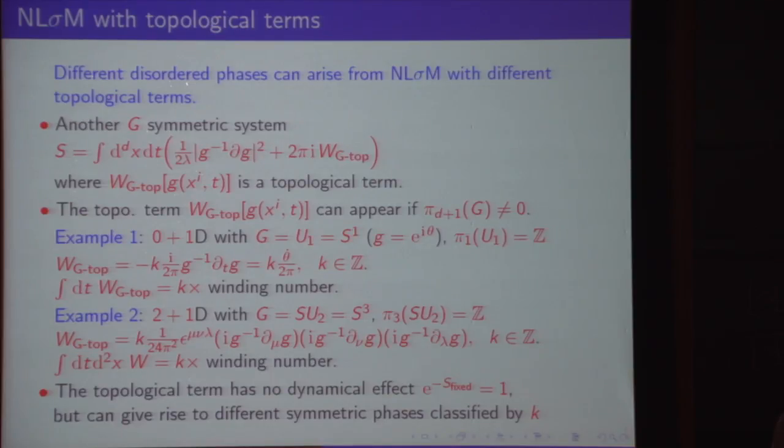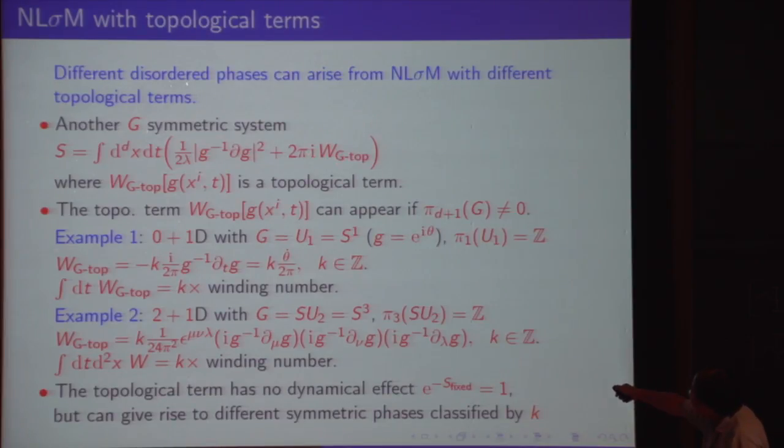So let's consider a modified theory, and we can add a topological term. This topological term can exist if π_{d+1} of G is non-trivial. That means the space-time can map into G, can wrap it, and have a winding number. So this W is basically an integer times its winding number, so W is always an integer.